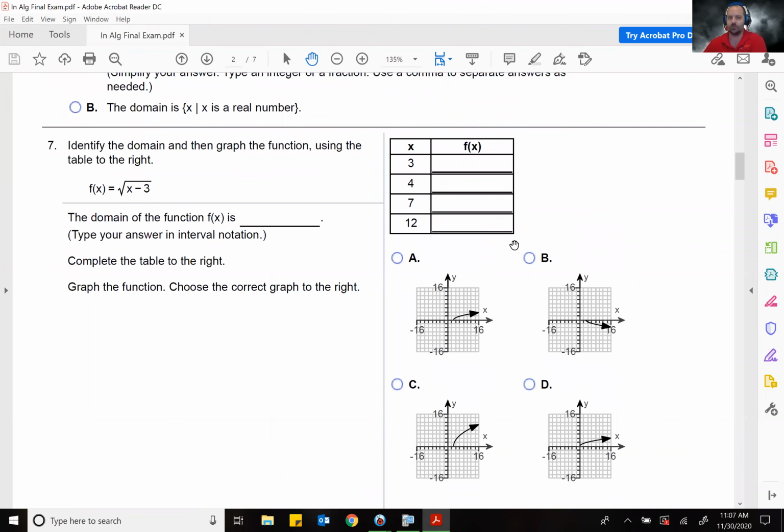All right. So let me write down what I know, and then we'll talk about the domain. We've got f of x equals the square root of x minus 3. I've got this table, x and f of x: 3, 4, 7, and 12. And then they want us to graph.